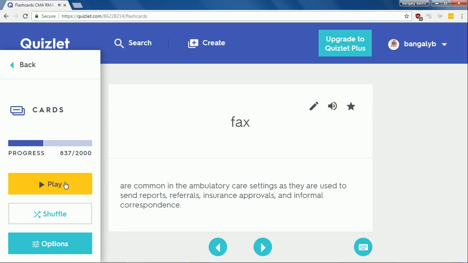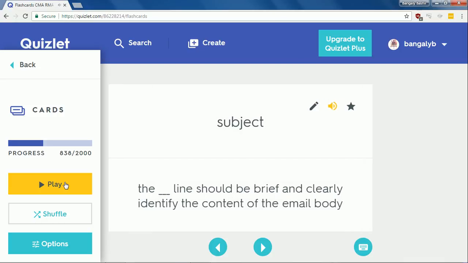Fax. Faxes are common in the ambulatory care settings as they are used to send reports, referrals, insurance approvals, and informal correspondence. Subject.